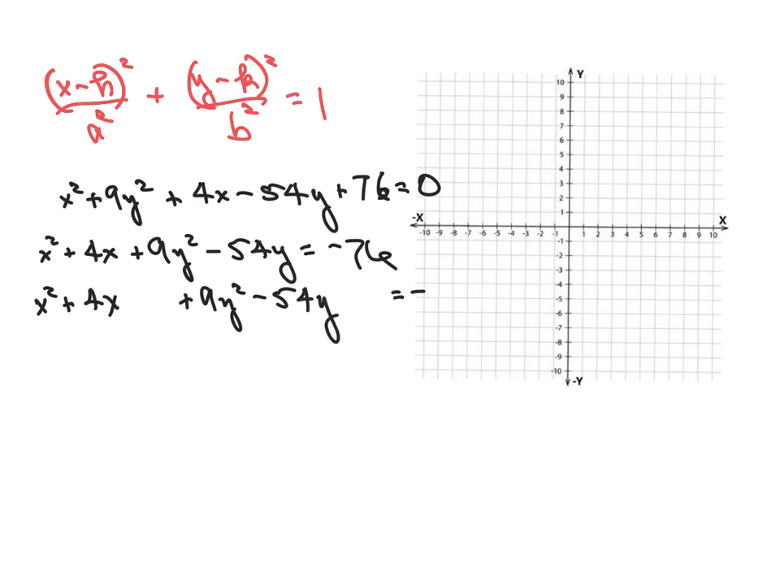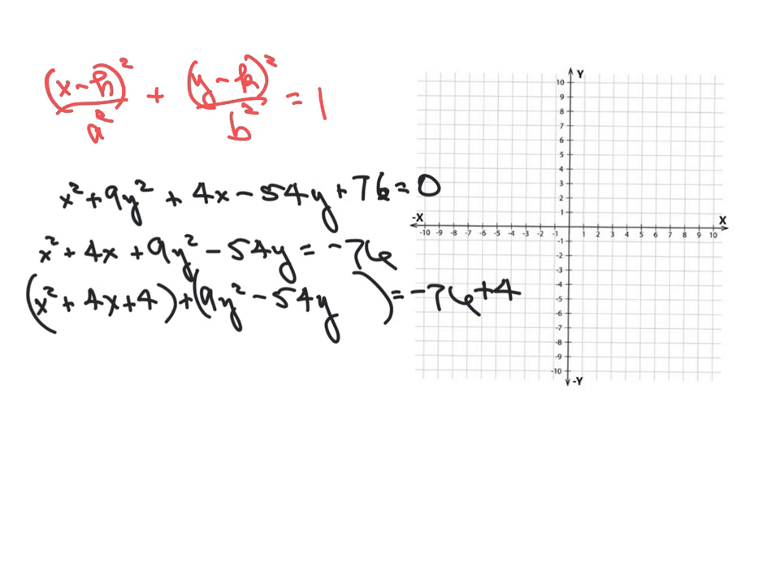And at the end of my y, so parentheses, parentheses. Okay, half of 4 squared. Okay, so I added 4 there. I've got to add 4 here. Okay. Half of my 54 squared. That does not seem very pleasant, does it?